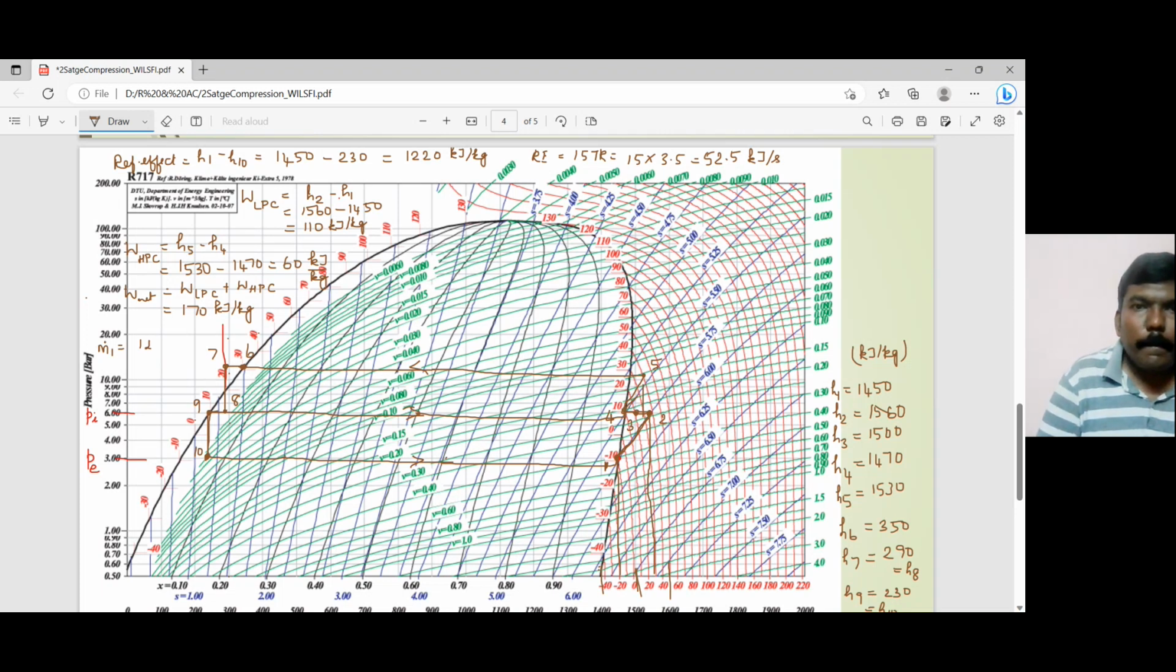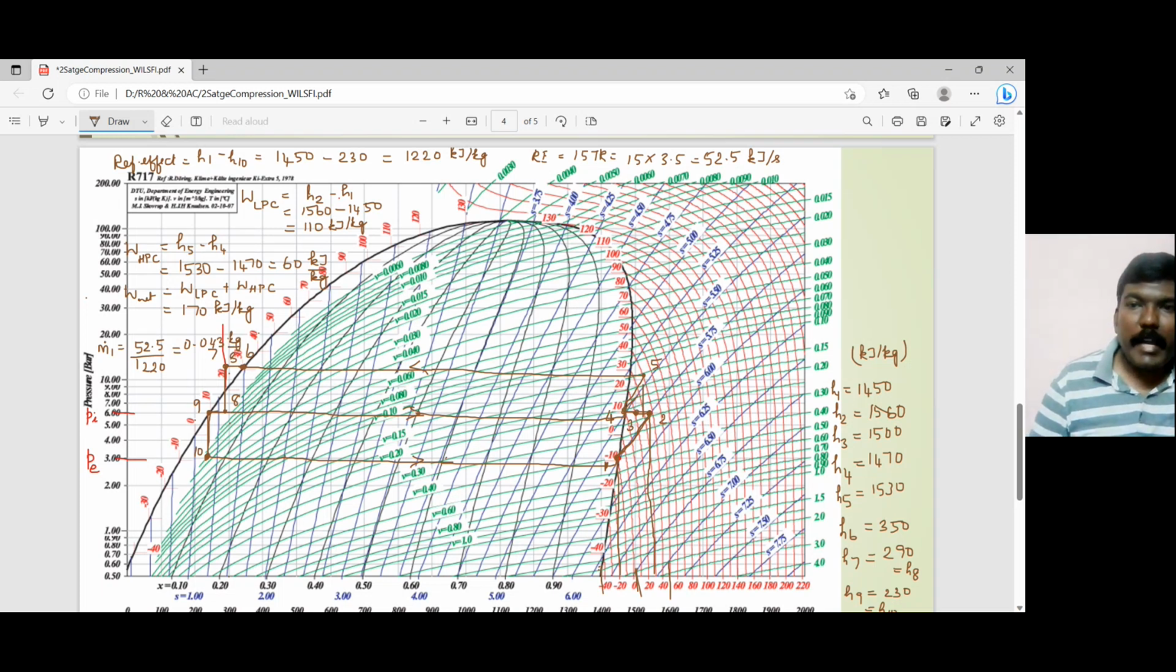So it would be 52.5 divided by 1220. That would give me 52.5 divided by 1220, which is 0.043. So 0.043 kilogram per second.